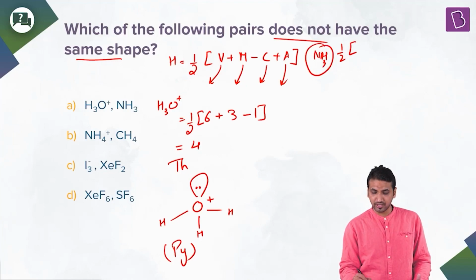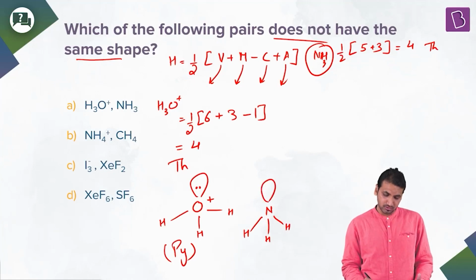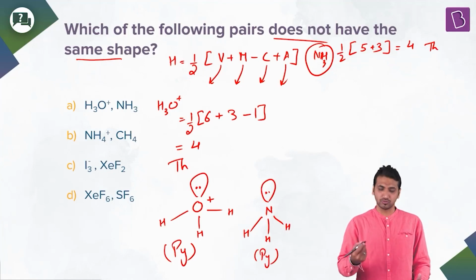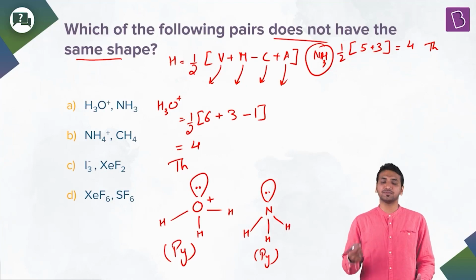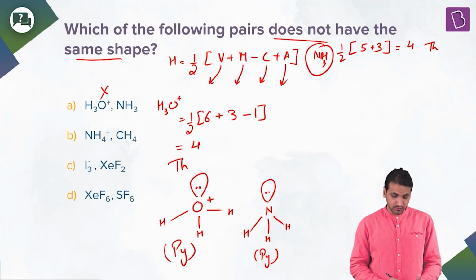Valence electrons for nitrogen is 5, hydrogen 3, 5 plus 3 is 8, no charge. So 8 by 2 is 4. Again tetrahedral. For NH3 it will be nitrogen with three hydrogens, and this is again pyramidal. This case is very famous, you might know it already. So NH3 and H3O+ have the same geometry and same shape, so it cannot be the answer. Let's look at NH4+ and CH4.